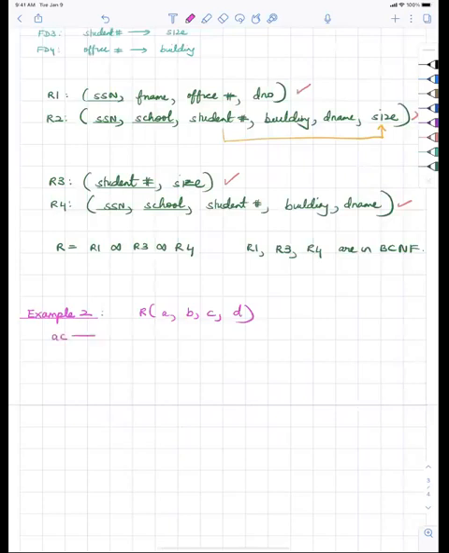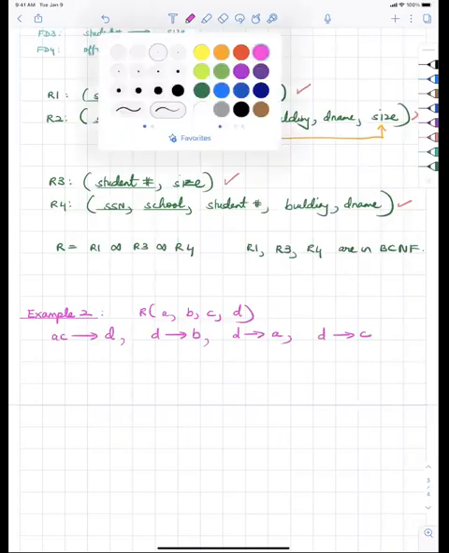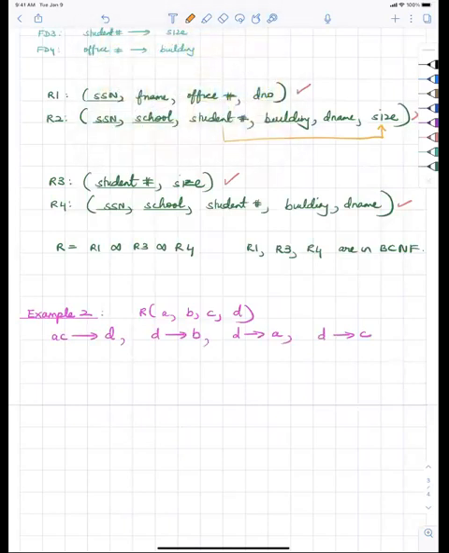You have AC goes to D, D goes to B, D goes to A, D goes to C. You could have just written that down as D goes to ABC, in short. I just want to say that this is equivalent to saying D goes to C. You don't have to write them down as separate, but sometimes if it's given like that, just remember that's the same thing. So the first thing, of course, is to find out what are the keys for this particular example.